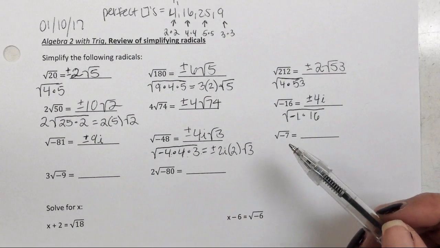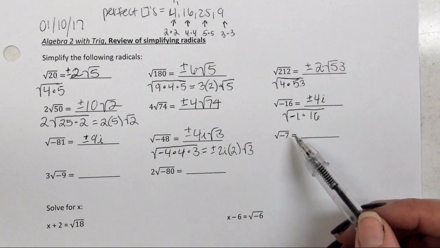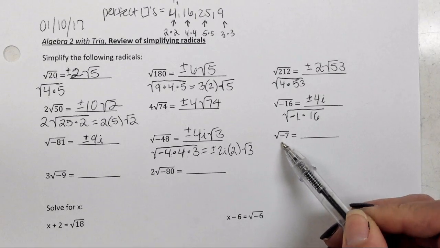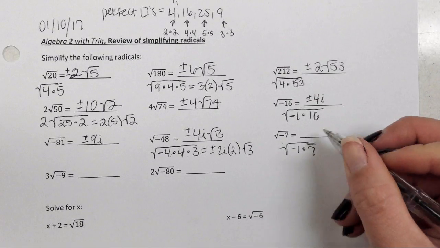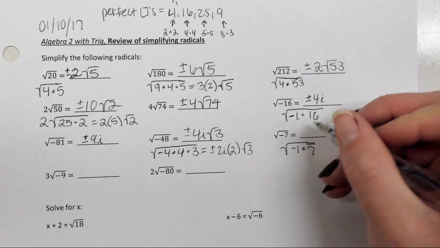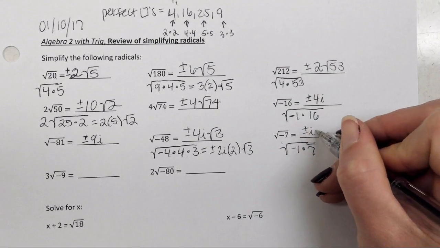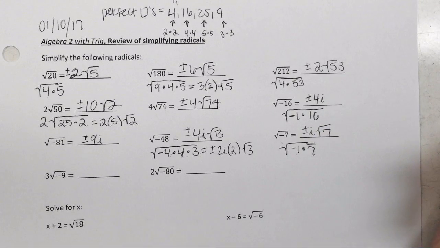Alright, square root of 7 cannot be simplified because there's no perfect squares that go into it, but we need to get rid of that negative. So we'll break this up into negative 1 times 7. So the square root of negative 1 is going to be i. And then the 7 we'll have to leave underneath the square root.